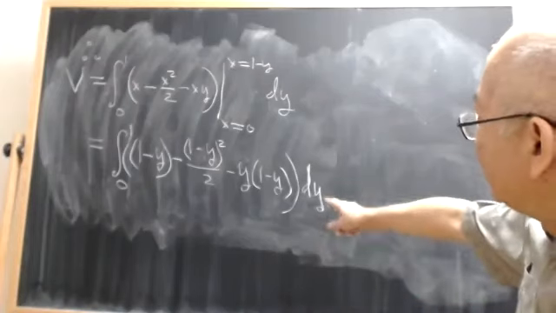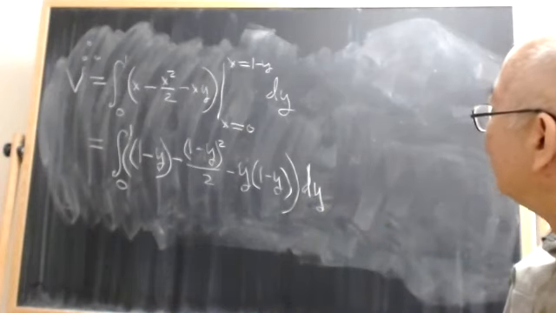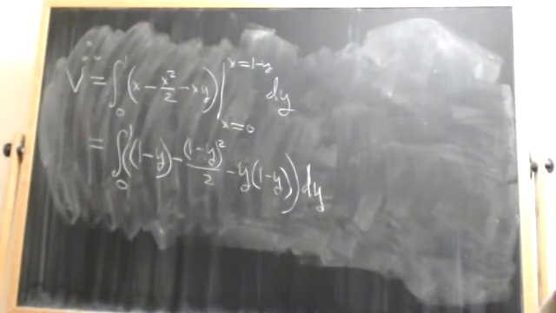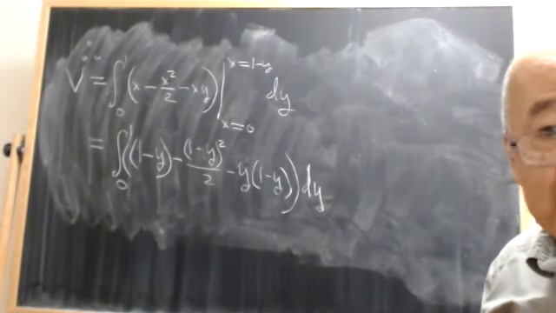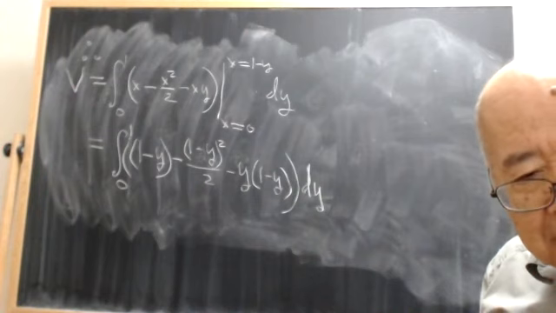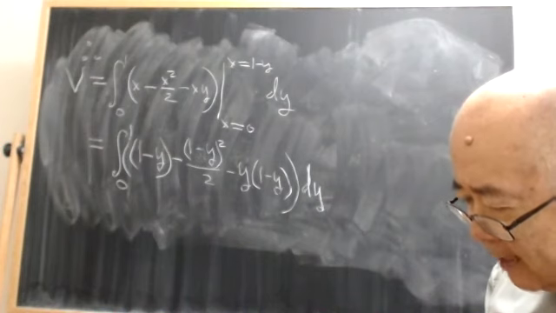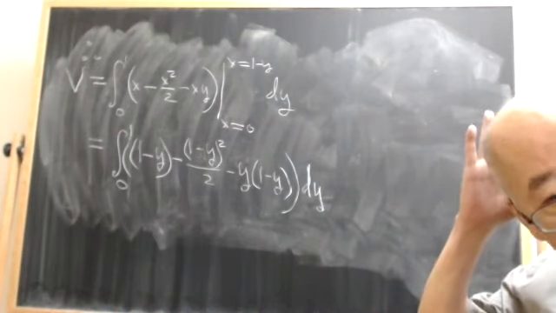You either make a substitution or you just expand and then you can do it. It has to be the same value, the same value as when you look at the region as a type 1 region. I don't want to be too much over time.